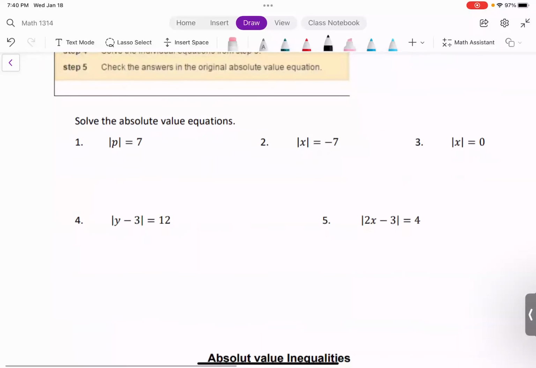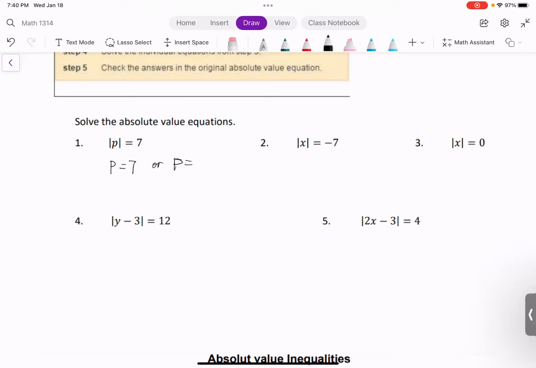Let's use the 5 steps to find the variable's value. Number 1, absolute value of p equals 7. So we know that 7 is greater than or equal to 0. So p equals 7 or p equals -7. You can also write it as p equals positive or negative 7. Or you can list 7 and -7 in set notation, {7, -7}.